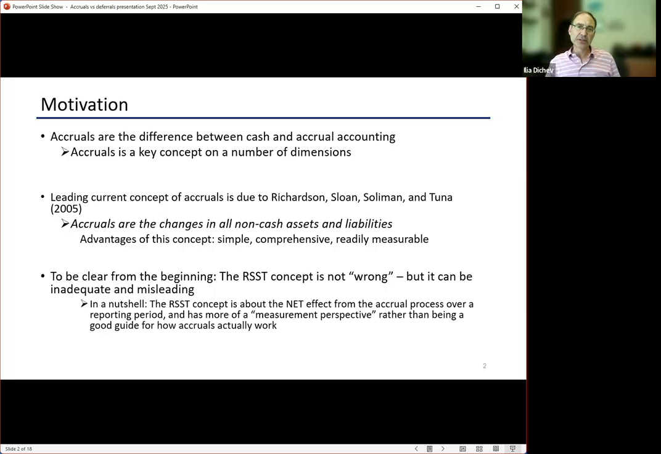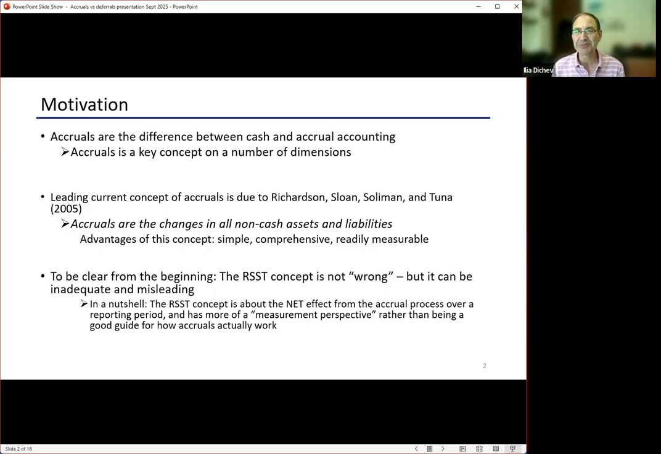The big contribution here really is Richardson, Sloan, Soliman, and Tuna in 2005, which is a great paper. No matter what I say after, there's some criticism and further development, but that paper really nailed down this topic, at least in its current iteration. What they proposed is very simple: accruals are the changes in all non-cash assets and liabilities. It was a great achievement because this confused state finally became clear, and the concept was very simple. It's a comprehensive measurement of accruals, covering all assets and liabilities at cash, and it's rather measurable. So it was very clear what to do from here on. Because of this attractive feature, this is pretty much the dominant notion of accruals today.